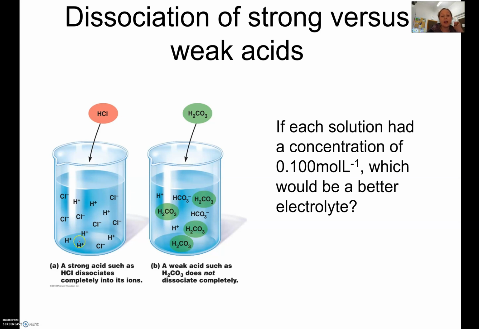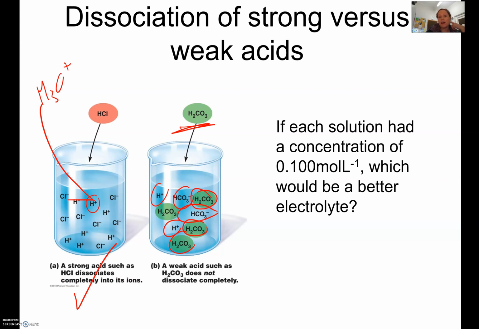So if you look here, HCl in a beaker completely breaks up into the ions. Now we know that H plus doesn't really exist, that should be H3O plus, but for the picture's sake, I think you're fine with it. And this is a weak acid, so this is H2CO3, and you can see here that this one breaks apart very little, so most of it remains intact and you get very few of the ions produced. So which one's going to conduct better if they've got the same concentration? Well, it's going to be the HCl because they've got a higher concentration of ions.